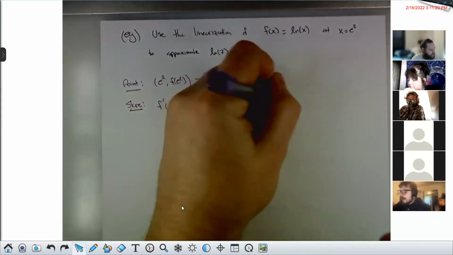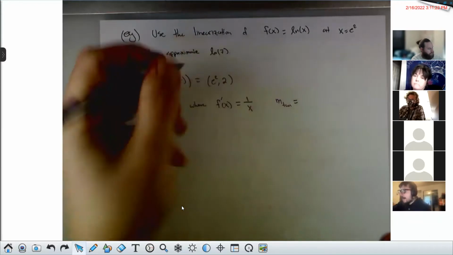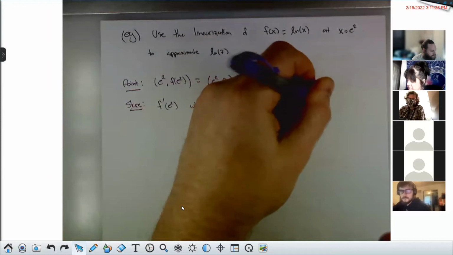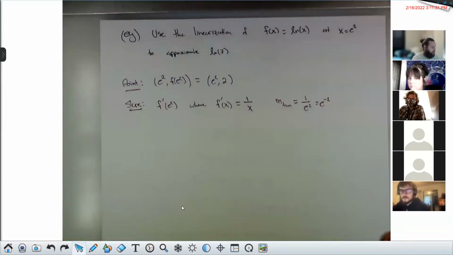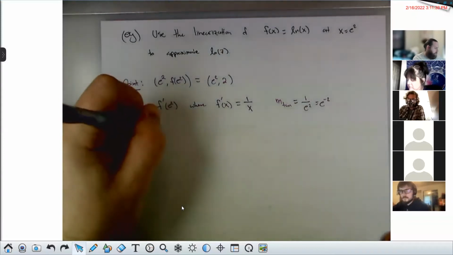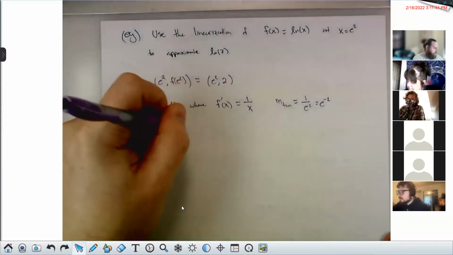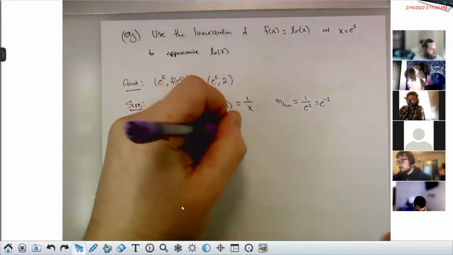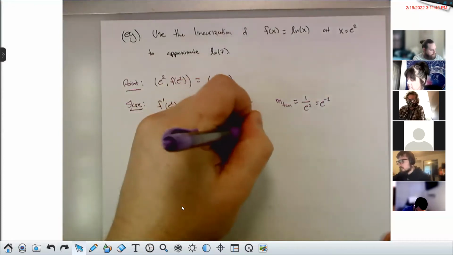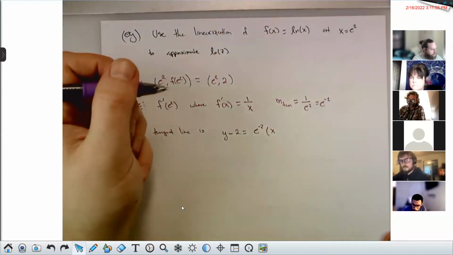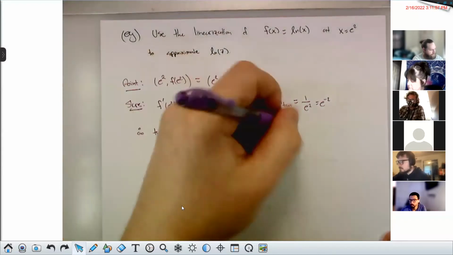So that m tan is 1 over e squared, e to the negative 2. This isn't going to be as fun as outside. Then the tangent line is y minus y1, which is 2, equals m, e to the negative 2, times x minus e squared. Oh, wait, no, this won't be too bad. Well, no, it's not going to be as nice as it could be.